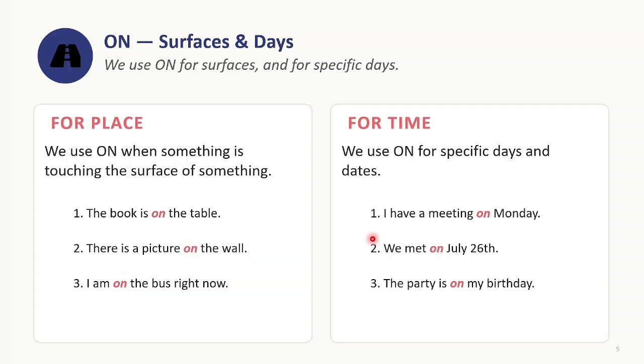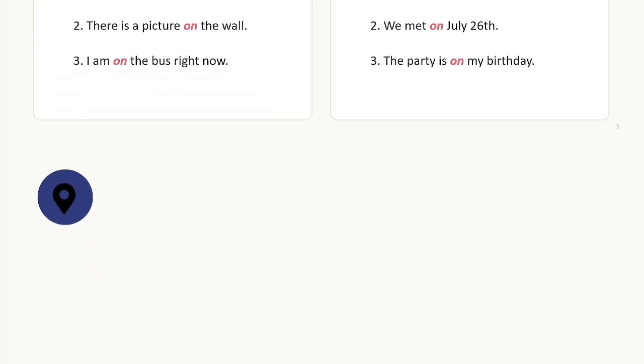The second one is, we meet on July 26th. As I said, for months we use "in," but here the 26th is mentioned, so it's a specific date, so we use "on." The next one is, the party is on my birthday. My birthday is also a specific day, so we use "on." And these are the words about "on." I hope you all get something from these slides.